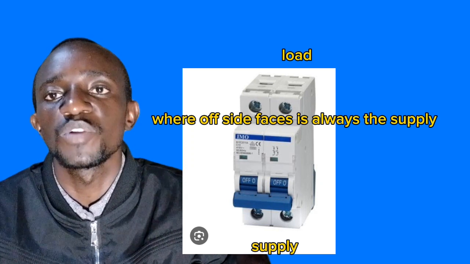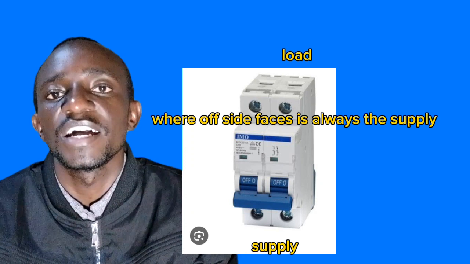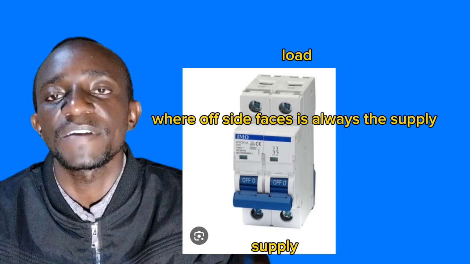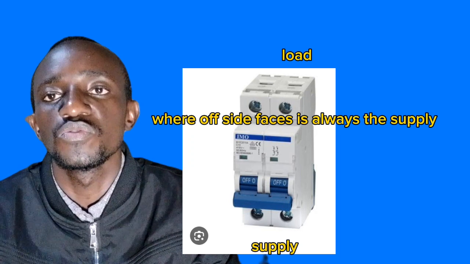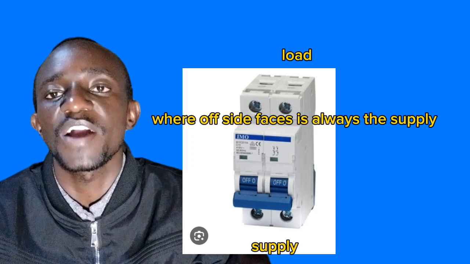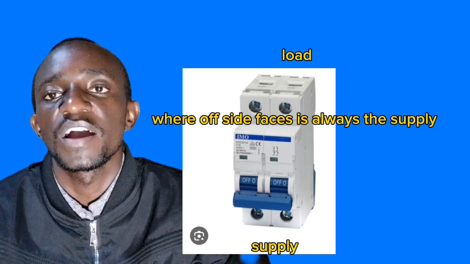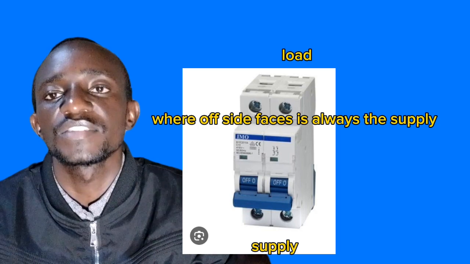Then in distribution boards, we connect several circuit breakers, and each circuit breaker supplies a final circuit. We are going to get into what final circuits are and how they are connected at the distribution board. Otherwise, for today, let's stop there.